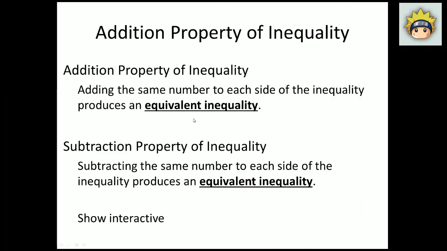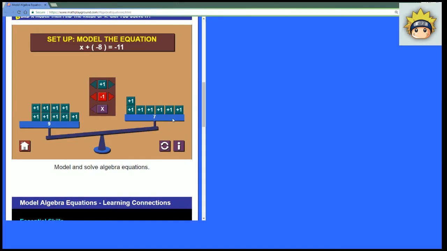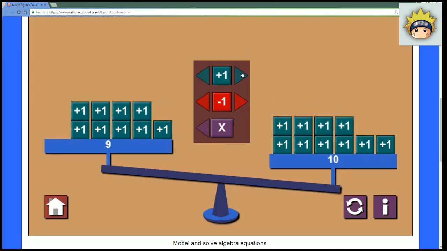Subtraction property of inequality. If I subtract the same number from each side of the inequality, it produces an equivalent inequality. Alright, let's make this 10, 11, 12. So right here, I would say that 9 is less than 12.